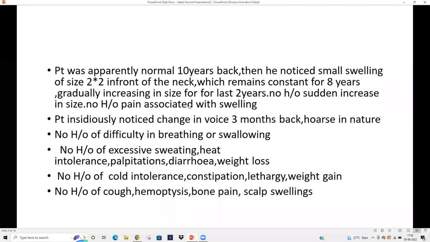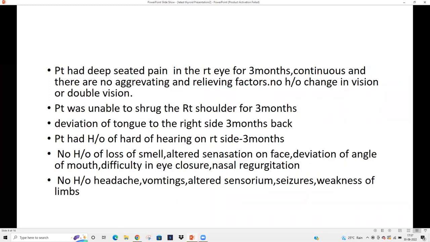Patient insidiously noticed a change in voice 3 months back, which is hoarse in nature. There is no history of difficulty in breathing or swallowing, no history of excessive sweating, heat intolerance, palpitations, diarrhea, weight loss, or history of hyperthyroidism, or no history of cold intolerance, constipation, lethargy, weight gain, no history of cough, hemoptysis, bone pain.